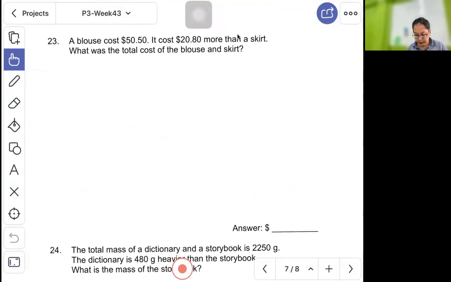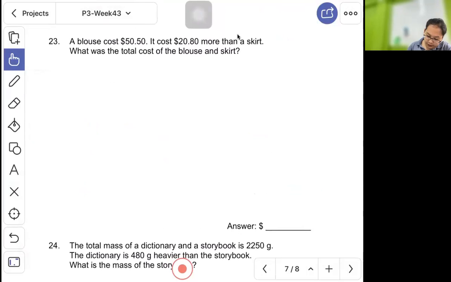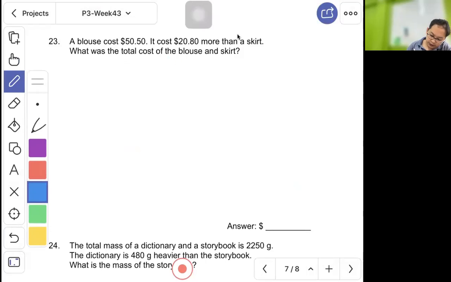Question 23. So it says a blouse costs $50.50. It costs $20.80 more than the skirt. What was the total cost of the blouse and the skirt?